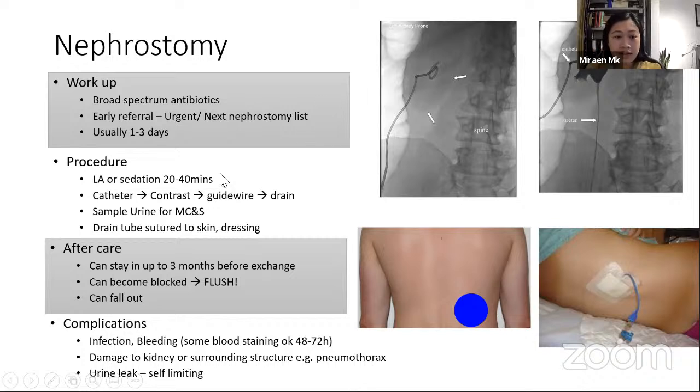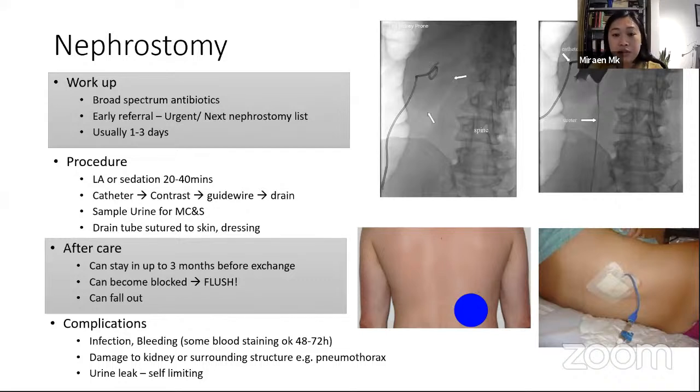The procedure is again done under local anesthetic or sedation. The patient is prone, so face down on a bed, or they could be on their lateral side, so lying on their side. You use the ultrasound to identify where the kidney is. Then you put the catheter in, put some contrast, make sure this is an obstructed kidney and there's enough space for us to put a tube in. And you want to keep the drain in.